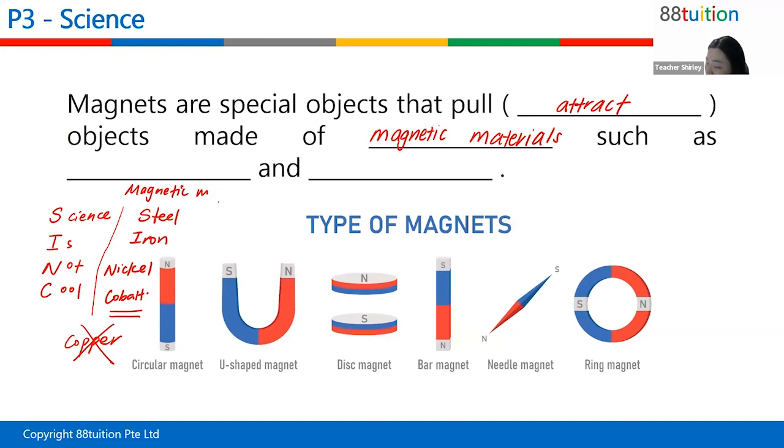So here are some examples of your magnetic materials. Just now Victoria was saying iron and nickel, or you can just say steel and iron. And these are the examples of the different types of magnets. Generally, in school you use a lot of bar magnets or U-shaped magnets, sometimes ring magnets. Hardly will you use a needle magnet. A needle magnet is usually found in compasses.